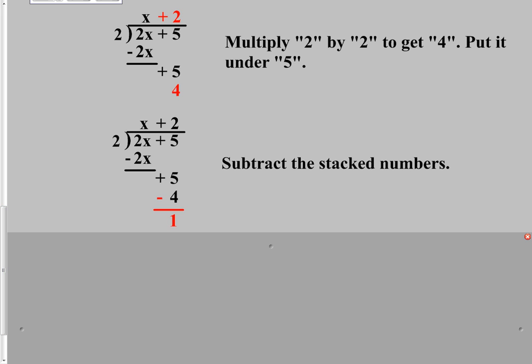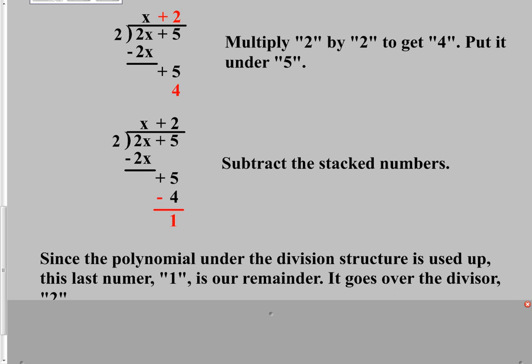And once we run out of values to bring down, the division is finished. Since the polynomial under the division structure, the dividend, is all used up, we don't have anything else to bring down. This last number, this 1 that we ended up with, is our remainder. And just like before, our remainder goes over our divisor, which was 2.